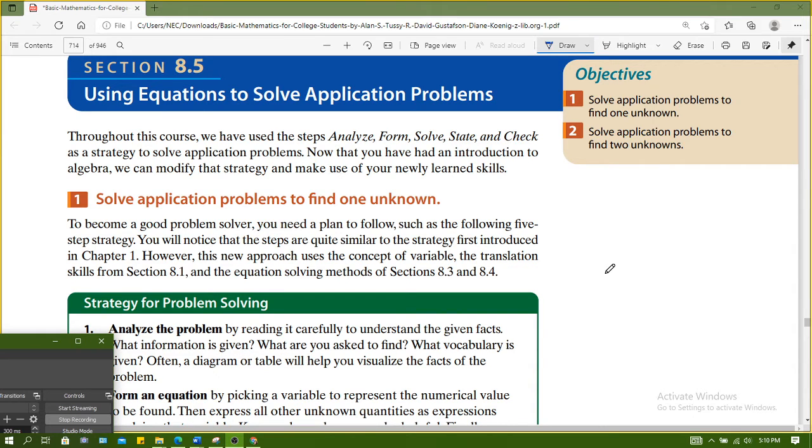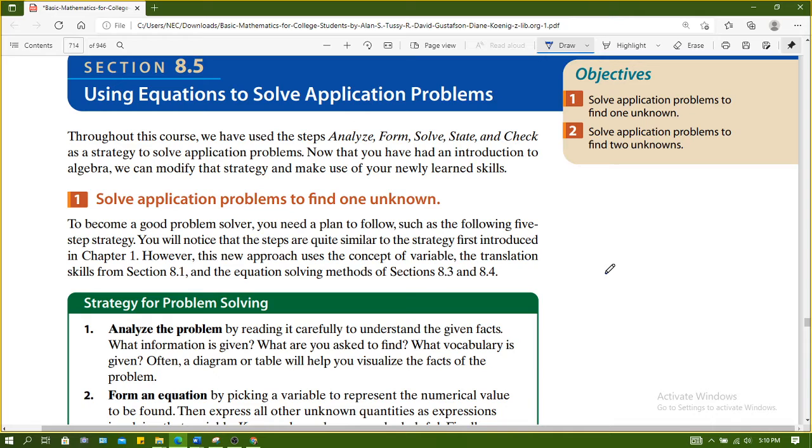Okay, so the objectives of these sections are: number 1, solve application problems to find one unknown, and number 2, solve application problems to find two unknowns. So throughout this course, we have used the steps analyze, form, solve, state, and check as a strategy to solve application problems. Now that you have had an introduction to algebra, we can modify that strategy and make use of your newly learned skills from section 8.4.